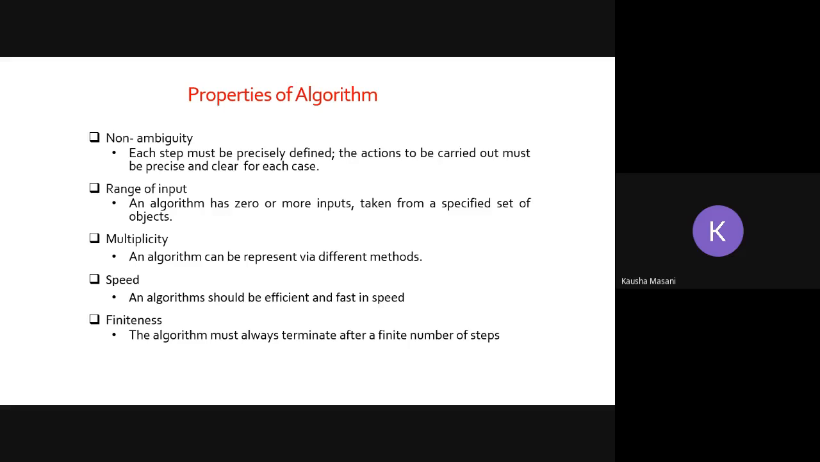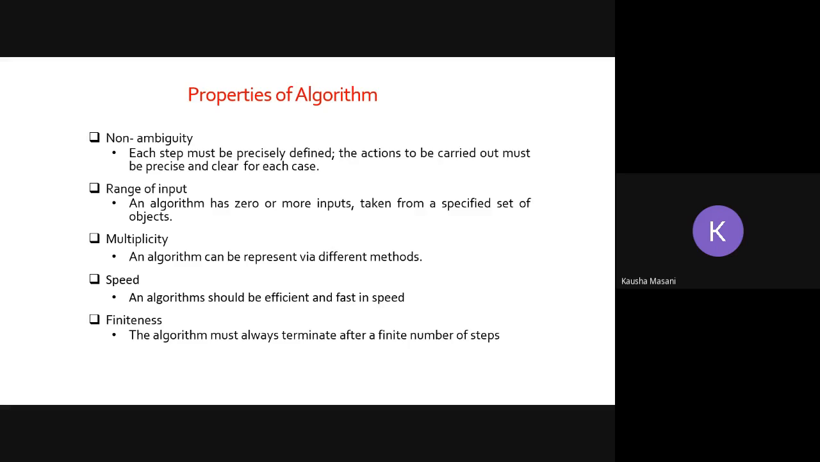Then comes the property of range of input. An algorithm has 0 or more inputs taken from a specified set of objects. Now these objects can be your predefined program also. Sometimes I tell you not to hard code your input. What we do is integer a equal to 10, integer b equal to 10, sum equal to 0, sum equal to a plus b, and print sum. So what we are doing is hard coding our input, because we are directly defining, as programmers, that a is of value 10, b is of value 10.